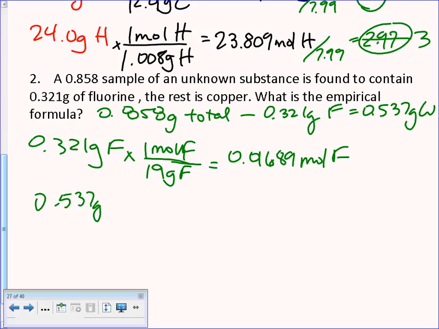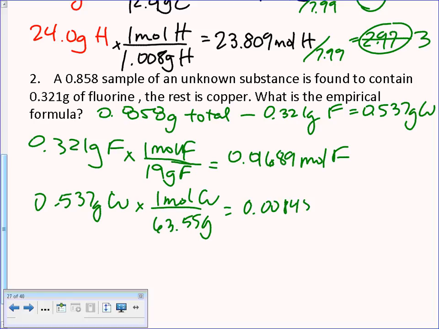Next one, 0.537 grams of copper. What's the molar mass of copper? Okay, and what's that in moles? 0.00845 moles of copper. Okay, so molar mass should be second nature to you. You should be able to get from grams to moles in a jiffy.